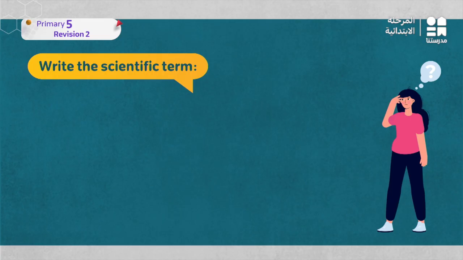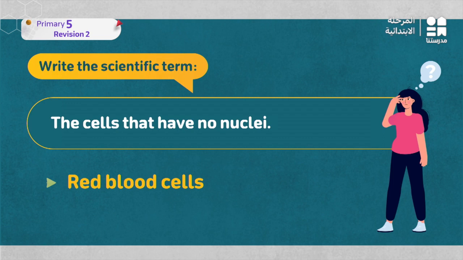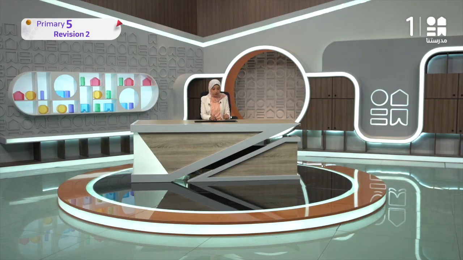Now write the scientific term. Another type of question: the cells that have no nuclei. Which cells have no nuclei, red blood cells or white blood cells? Of course red blood cells. So the red blood cells are the cells that have no nuclei. But white blood cells are white cells that have different types of nuclei, many nuclei.